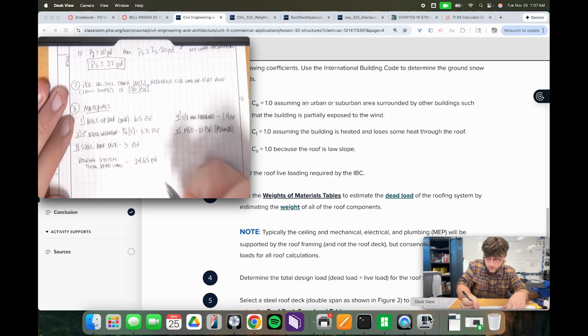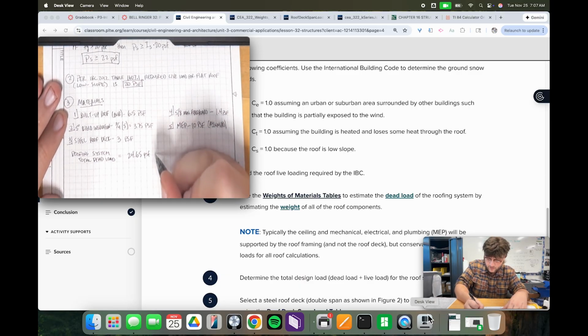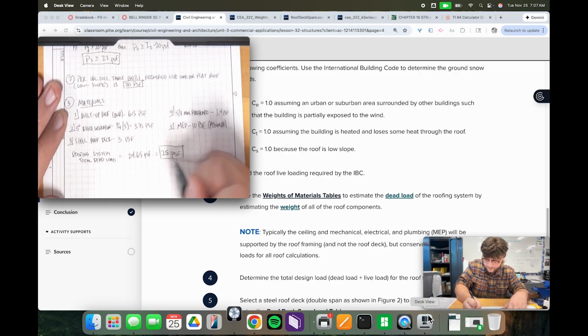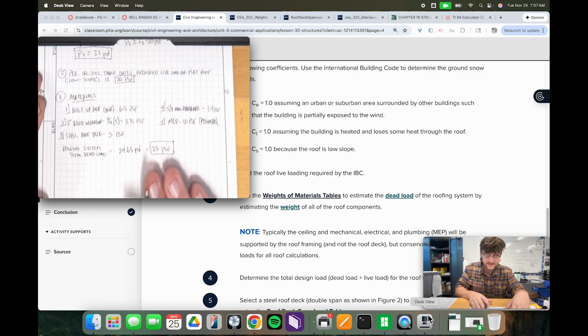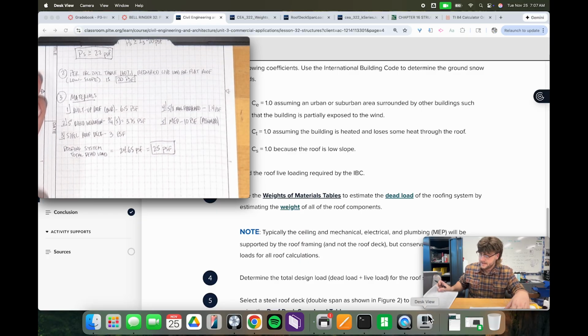So we'll go ahead and round that up just to play it conservative as well. So we're going to round that up to 25 PSF. Okay. So 25 PSF is what we'll end up getting for that roofing system total dead load there. All right. So let's go ahead and continue.